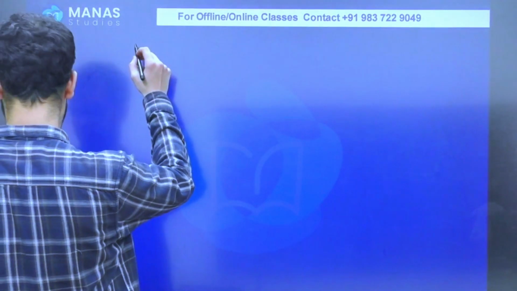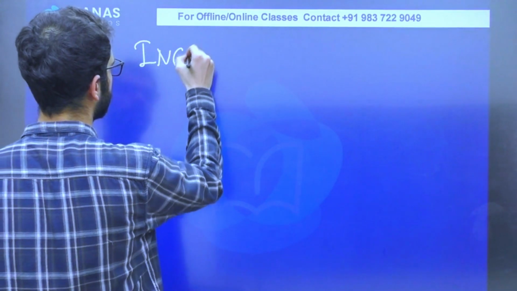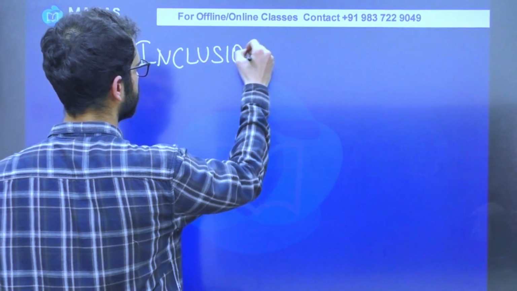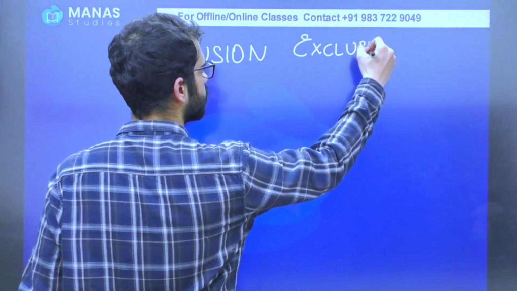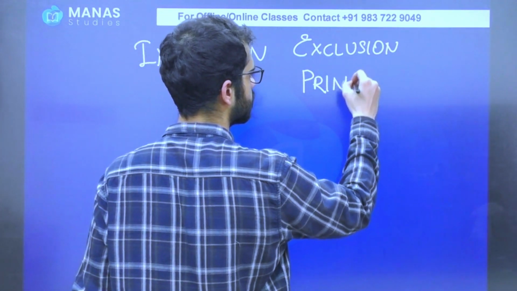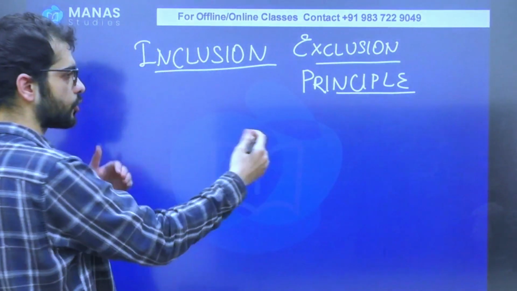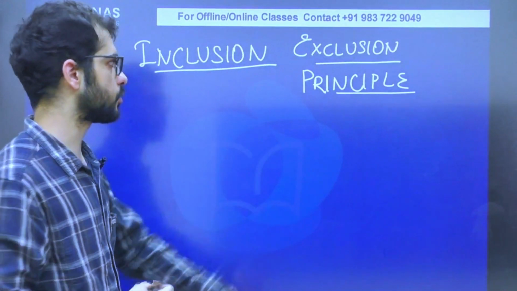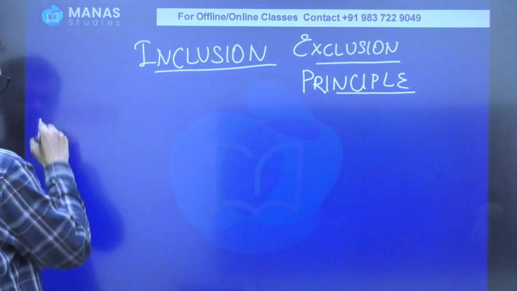Now let's try to focus on the concept. The concept is known as the inclusion exclusion principle. Now what does it mean? We are going to include some cases and we are going to exclude some cases. Let's cover the theory first, then we'll focus on some numericals.